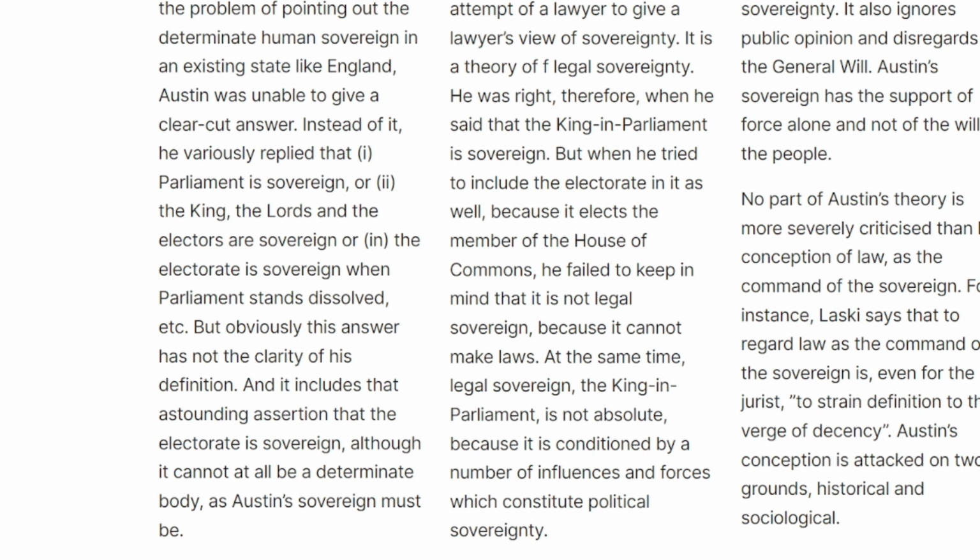Obviously, in parliament, the king is the sovereign, but according to his theory, the parliament itself is not sovereign. He is regarding the king in parliament as sovereign, but when he tried to include the electorate in it as well, because it elects the members of the House of Commons, he failed to keep in mind that it is not a legal sovereign because it cannot make laws, right? And at the same time, the legal sovereign, which according to him is the king in parliament, is not absolute because it is conditioned by a number of influences and forces which constitute political sovereignty.